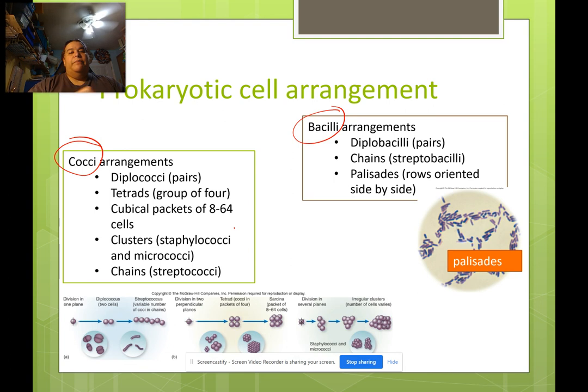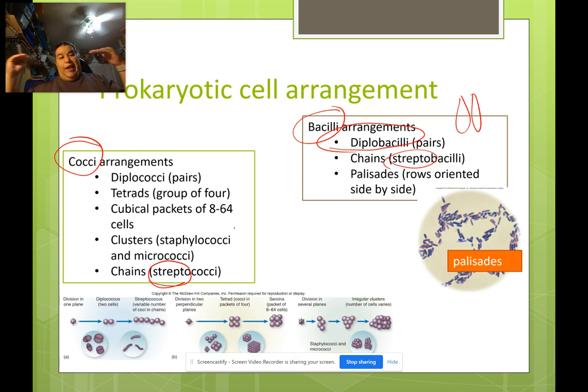Now let's talk about bacilli arrangements. Bacilli arrangements, some of them are very similar. So you can have the diplobacilli. So again, they come in pairs. Okay, so you've got 2 hot dogs right next to each other. They can also come in chains. So you remember this is strep, this is strep. So you can have long chains of hot dogs put together.